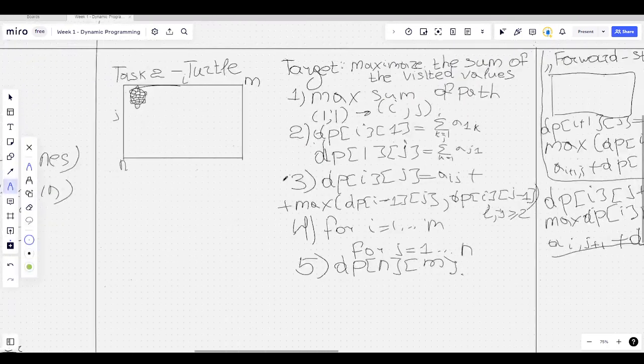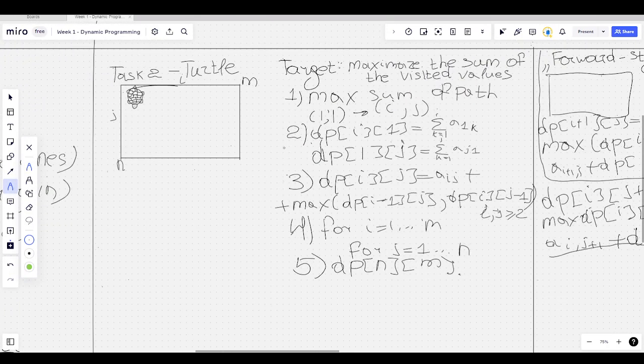Okay. Let's move on to the next task. The task about the turtle. The turtle moves only in this direction or this direction. It again takes numbers and sums them up. So the target is again to maximize the sum of the visited values.